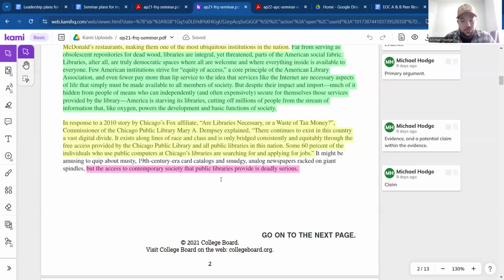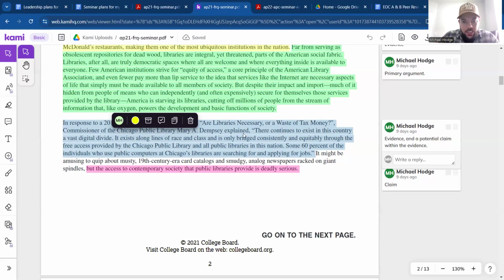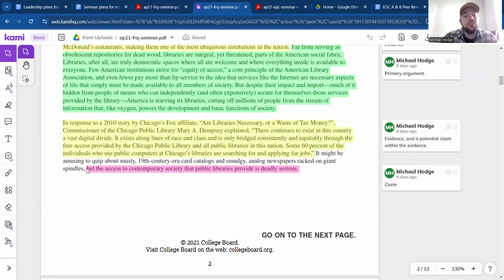What evidence does the author use to support that claim? This right here. Do you need to read that to be able to say that this is the evidence the author supported it with? No, you don't. You just need to look it over, right? You're going to scan it real fast and see what you're going to say. You know the author supports it with some sort of quote from the Commissioner of the Chicago Public Library, Mary A. Dempsey, right? You know you're going to say that they supported it with that.